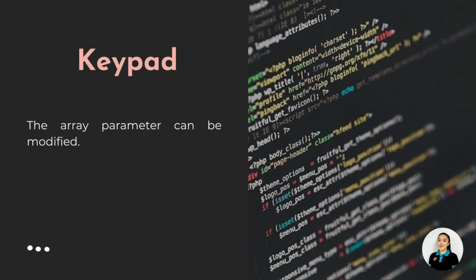Next is keypad. The array parameter can be modified. So keypad is used now as an input device to read the key pressed by the user and to process it. One best example is the commonly used na keypad, which is the matrix keypad, wherein it is an efficient tool to input an array.